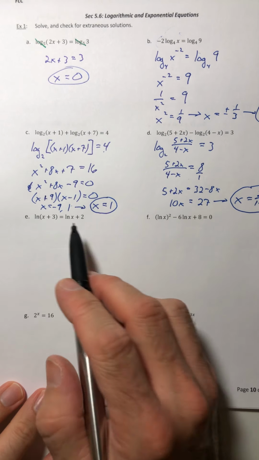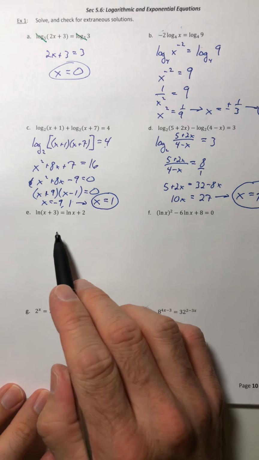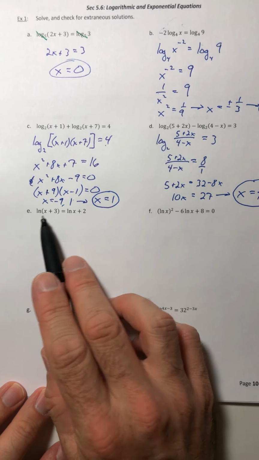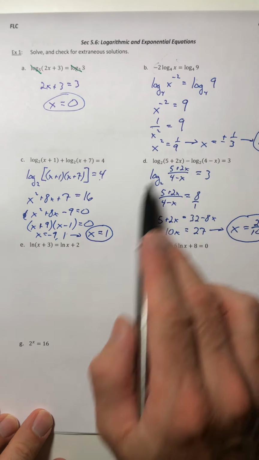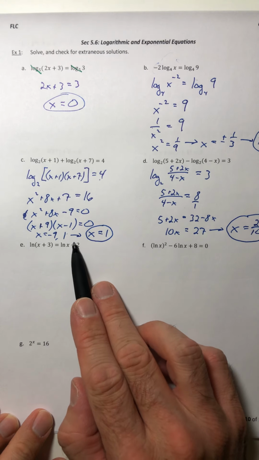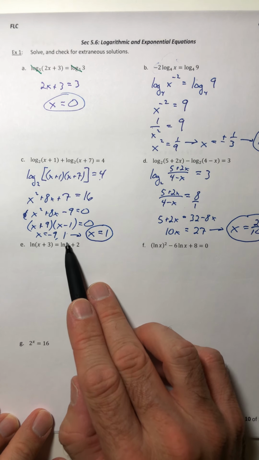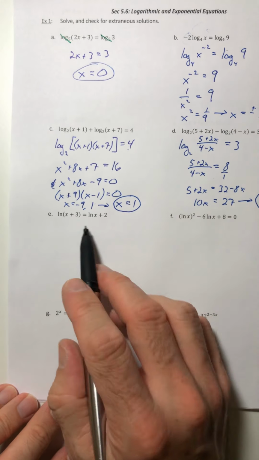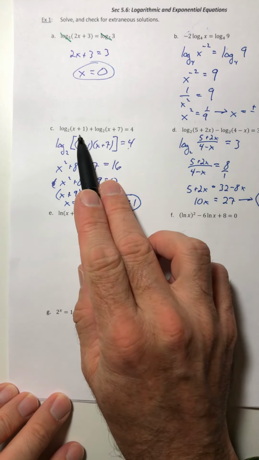Okay, part E. These LNs are kind of fun. These are a little bit different. If you notice, the logarithms are no longer on the same side. They're separated, but there's that extra number hanging out there. That plus 2 is not in the LN. There's no parentheses surrounding the x plus 2. So in this situation, we're going to try to make this equation look like C and D.